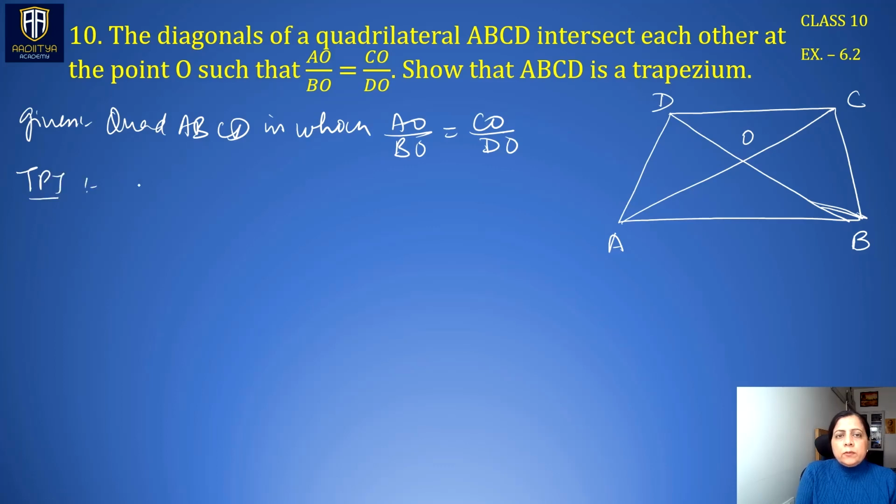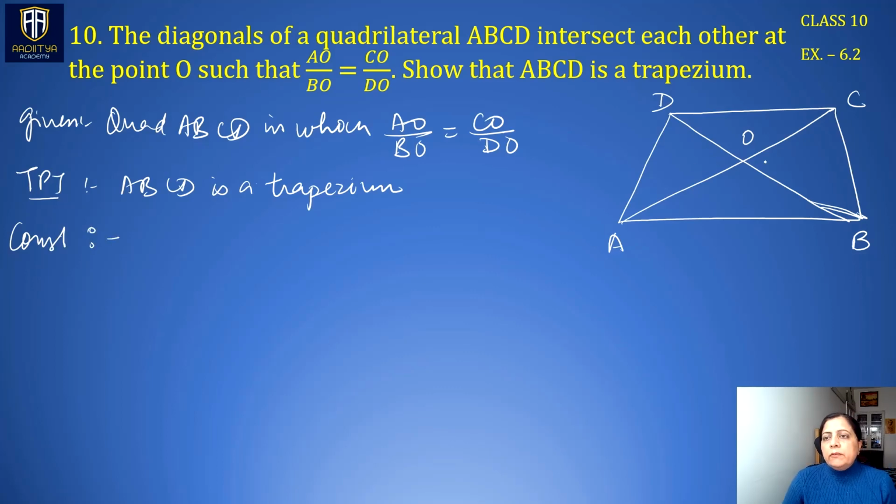What we have to prove is ABCD is a trapezium. So we have to prove that ABCD is a trapezium, or roughly you can say that we have to prove AB is parallel to DC. Here you need to remember one construction. Since we do not have any parallel thing through which we can use either BPT or converse of BPT, we need to draw a line parallel in this figure.